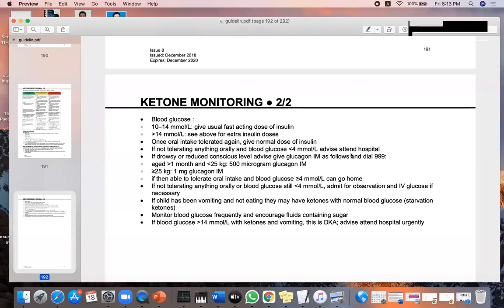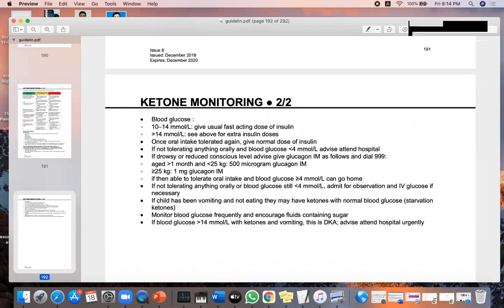Okay, now ketone monitoring, this is the actual level. Now, guys, one thing you have to remember: in diabetes there are different markers. You can see my mouse. There are different numbers: 4, 11, 14. 4 means hypo. 11 means going towards DKA. 14 means you have to start sick day rule, sick day management. So see, 10 to 14.